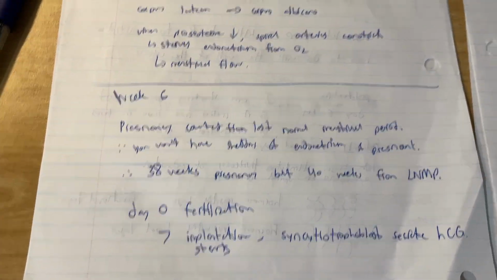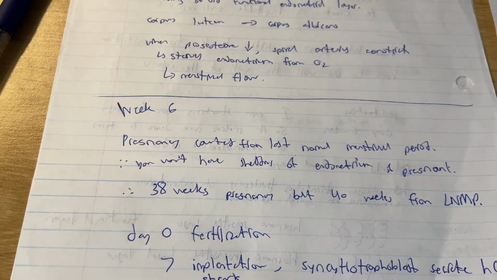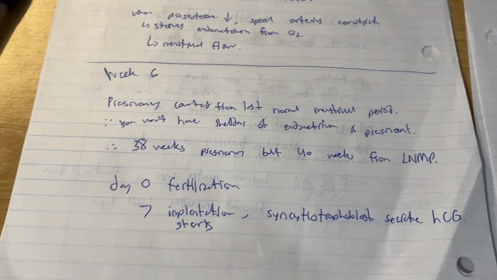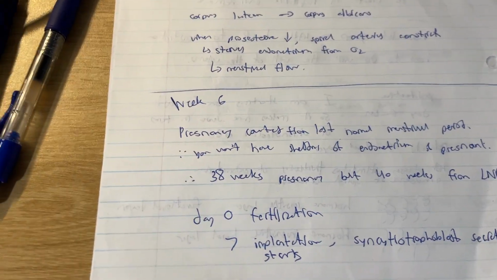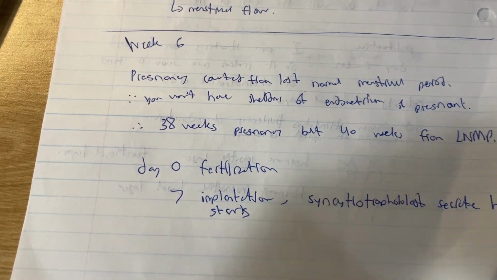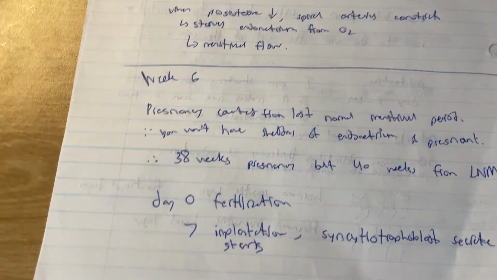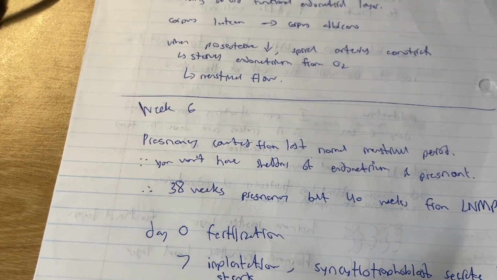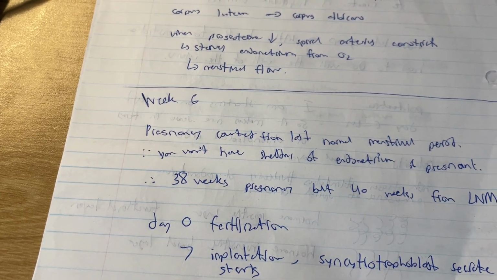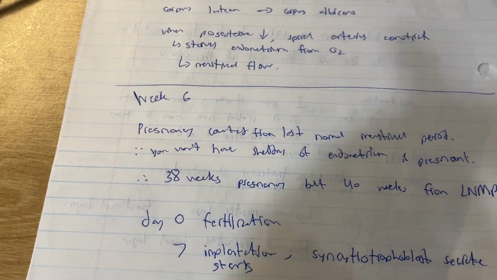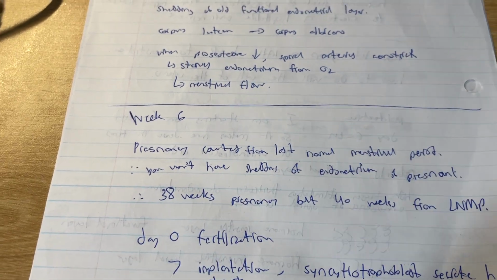Okay, so pregnancy is going to be counted from the last normal menstrual period. This is because it's something that we can actually measure, as it's very clear and evident. And as such, because you won't be having the shedding of the endometrium when pregnant, this is why we do it from the last normal menstrual period.